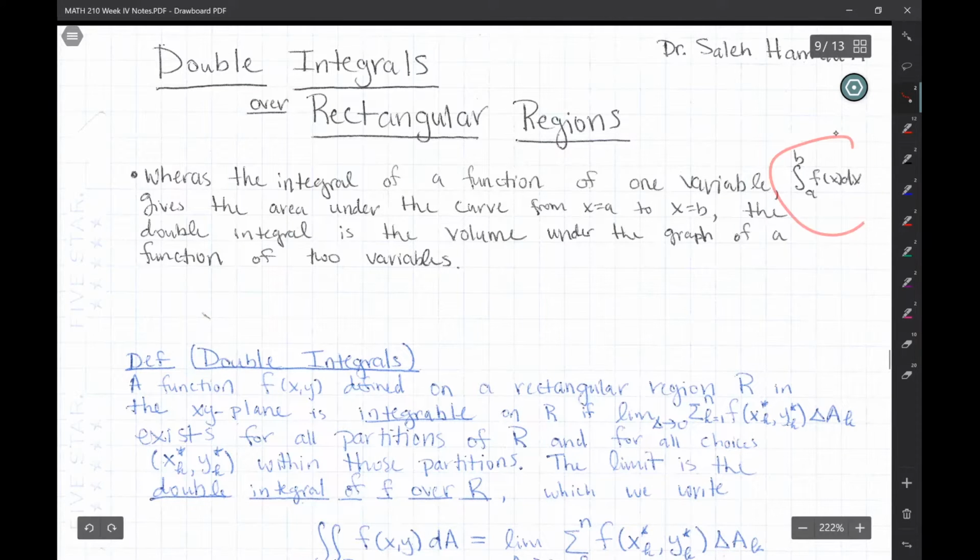Okay? Now, from functions of one variable, the integral here was discussed as being the area under the curve. Okay? So you had the area under the curve from x equals a to x equals b, and that was how we thought about the integral of a function of one variable. So how should we think about the double integral of a function of two variables? Well, it will be the volume under the graph. Okay, so above a certain region, R, the double integral will give you the volume under the graph and over that region.